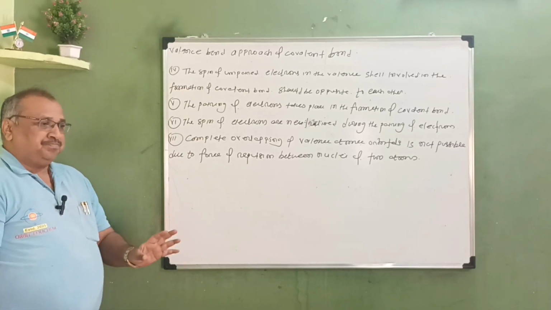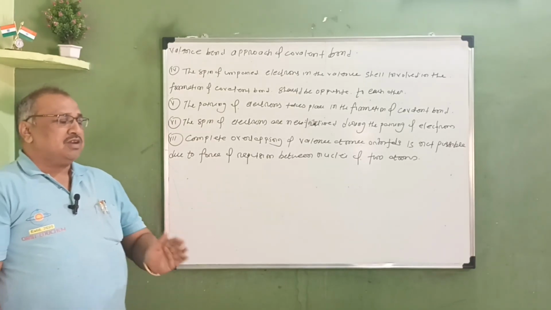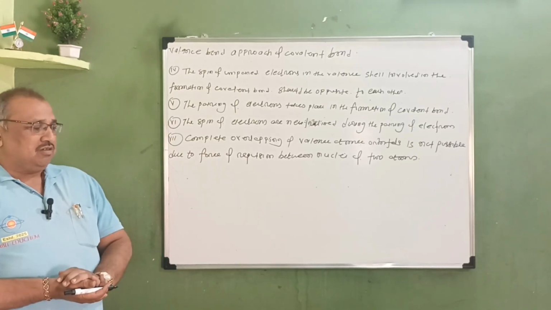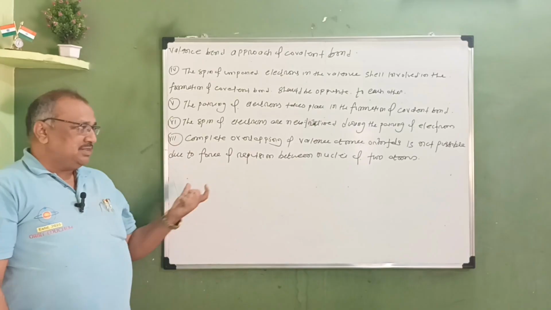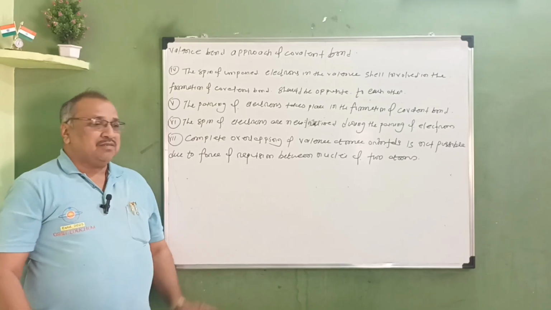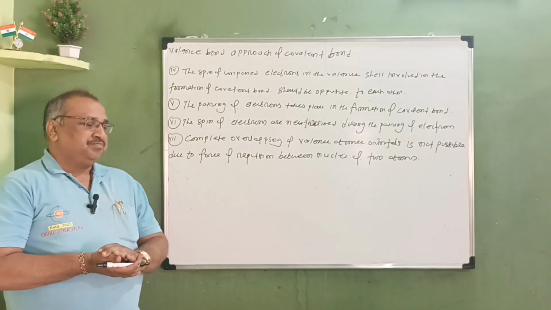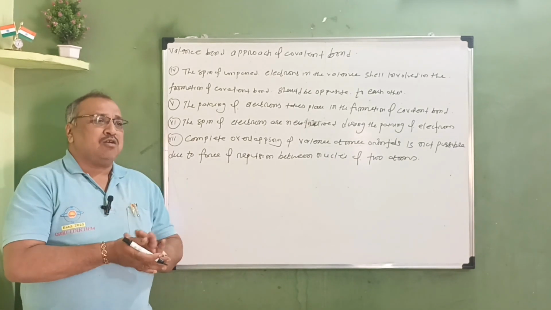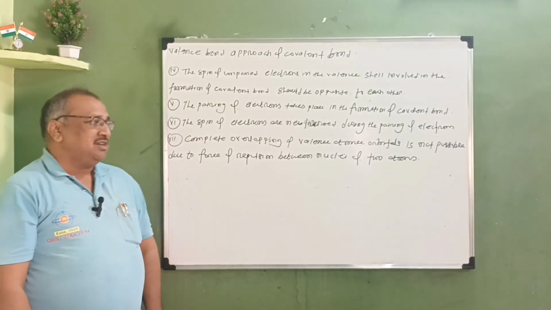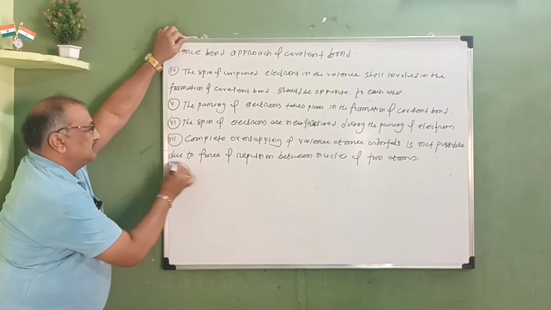That means nucleus contains proton and neutron. Proton carries unit positive charge and neutrons are electrically neutral. That means here nucleus carries positive charge. That means when two atoms come closer to each other, the nuclei of two atoms repel each other because they carry positive charge.